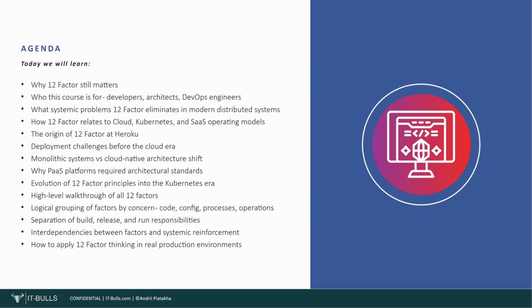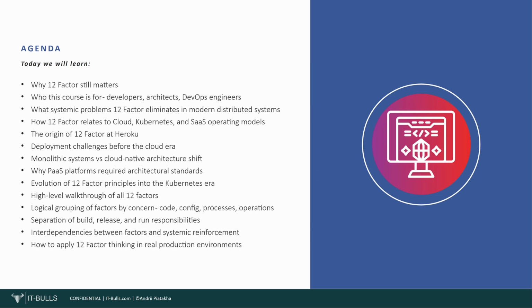Next, we will examine the systemic problems that 12-factor eliminates in modern distributed systems. From there, we will connect these ideas to cloud platforms, Kubernetes, and SaaS operating models, so you clearly see how application architecture aligns with infrastructure and business expectations.